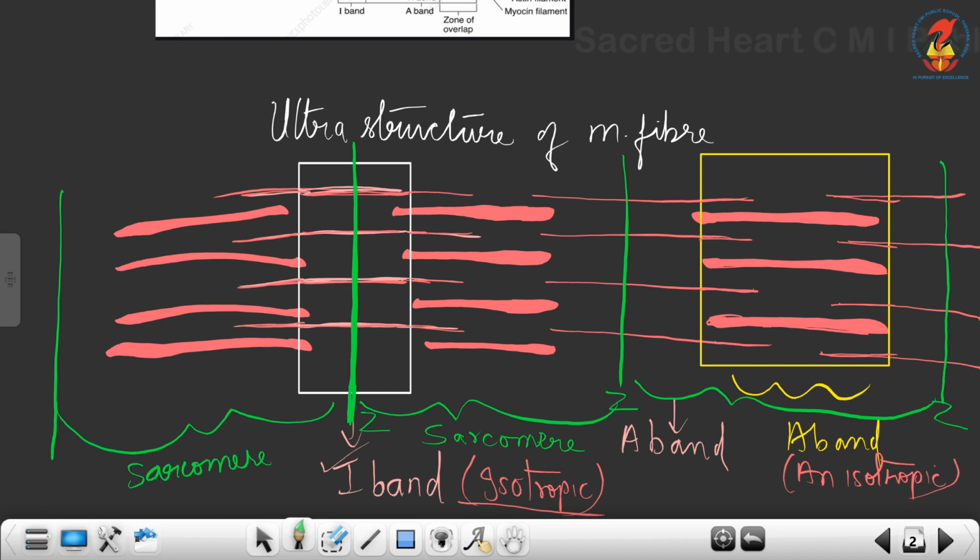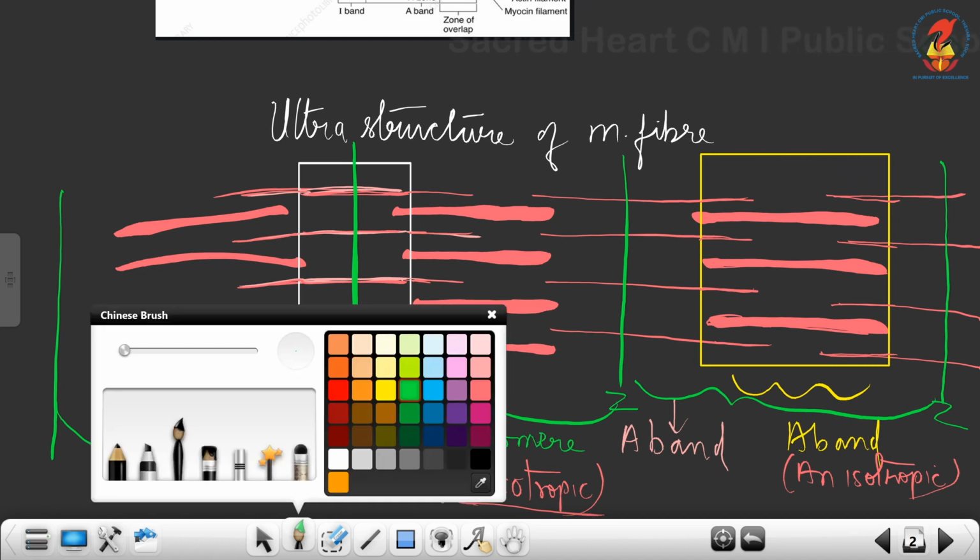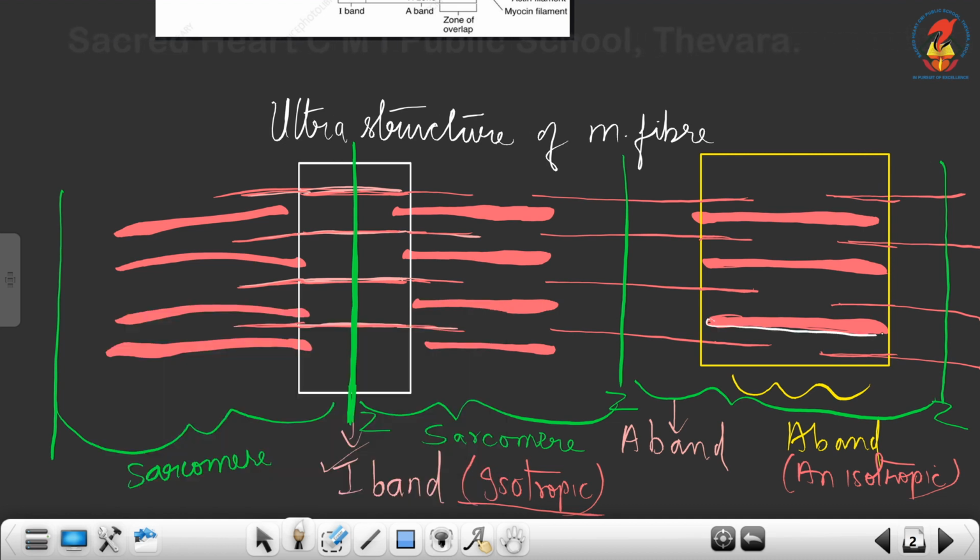Now moving on to the A band. Please focus at the A band. You can see the A band consists of the entire length of the thick filaments or myosin filaments and also the overlapped thin filaments. So in this particular band, the A band called the anisotropic band, the central region which consists exclusively of thick filaments is known as the H zone.